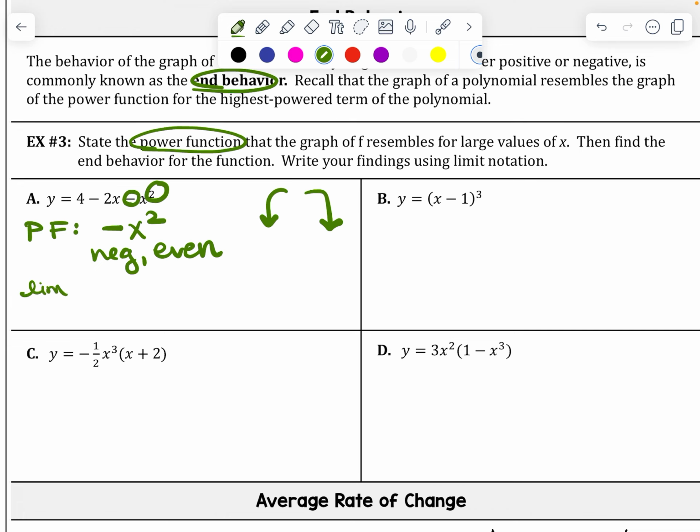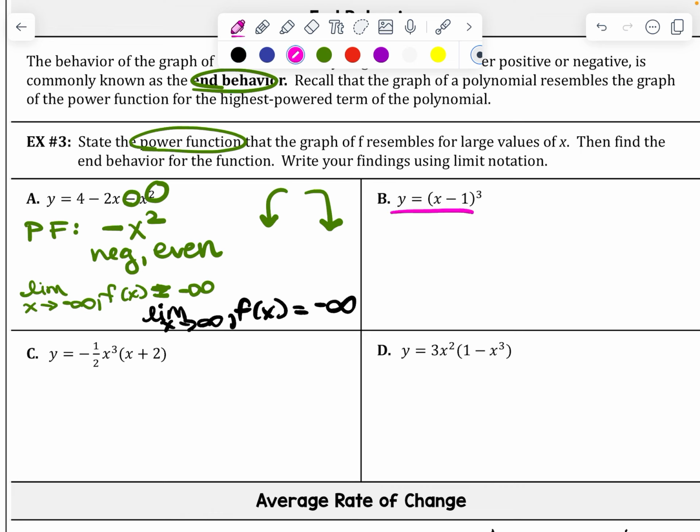So we say as the limit as x is going to negative infinity, we're talking about the left side, f of x is approaching negative infinity. We also say for the right side, the limit as x approaches positive infinity, it goes to the right, f of x equals also negative infinity.